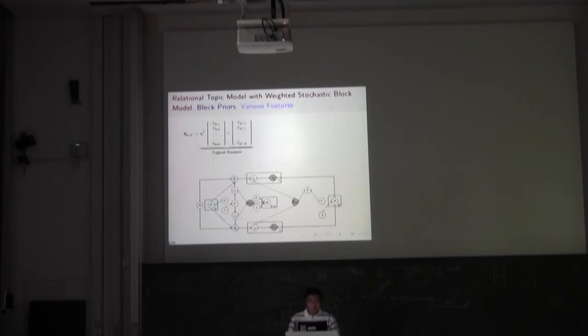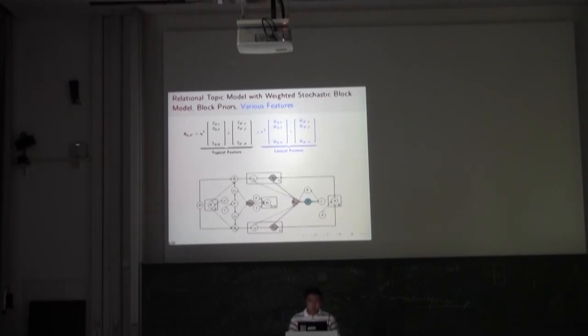And the second step is to add various features. In the relational topic model, it only uses topical features to compose the regression value. But our intuition is that if two documents are linked, they are also likely to have similar word usage. That's why we add the lexical features in composing the regression value.